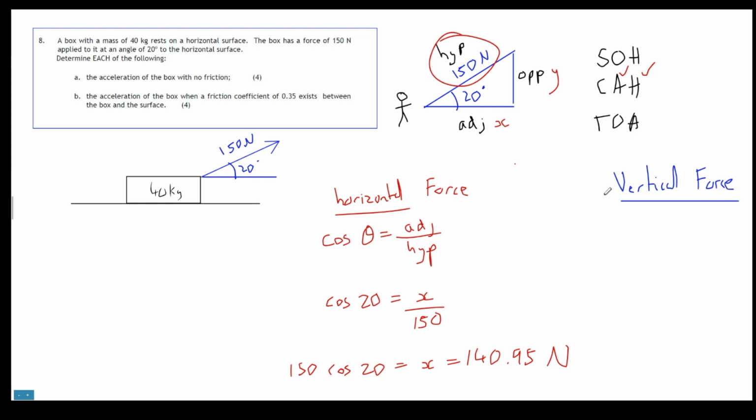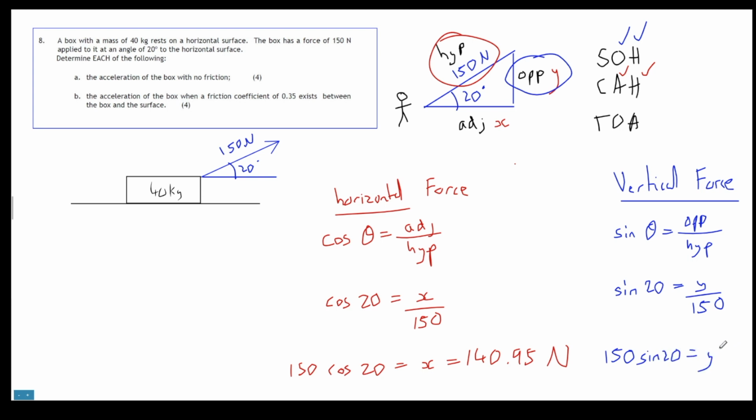And that's going to be, well, we've got the hypotenuse and we want the opposite this time. So we want h and o, that's going to be the sine. So we can write this down as sine of the angle is equal to the opposite over the hypotenuse. And we know all that stuff, so we just plug in the values. Sine of 20 is equal to the opposite, which is y, over 150. It's a really easy equation. It's basically the same thing. Now we're going to have 150 sine 20 is equal to y. We're just swapping out the cosine with sine.